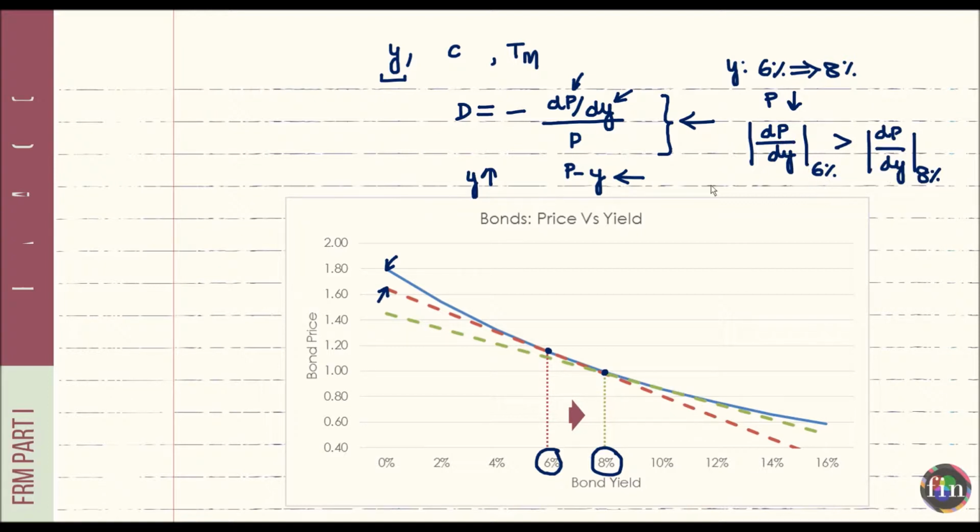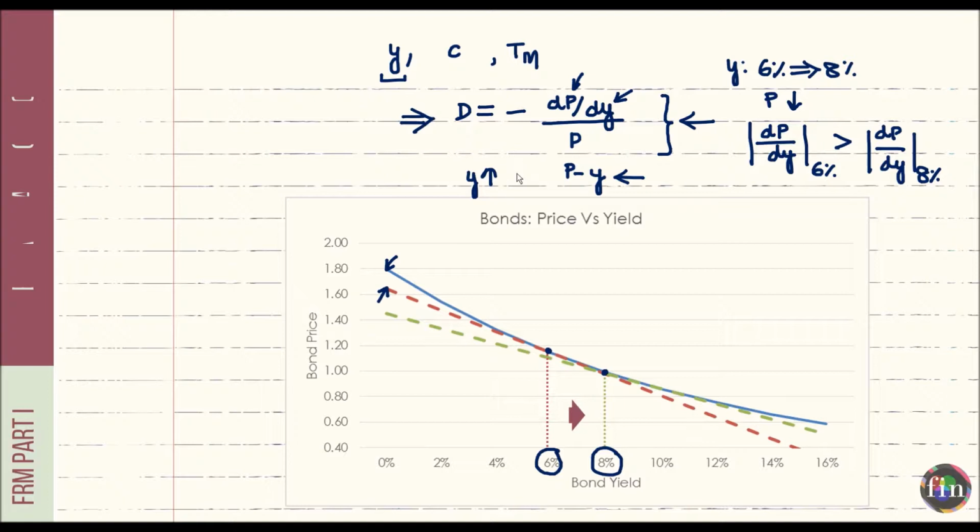So the price has gone down, and the magnitude of the slope of P versus Y has also gone down. If we come back to our formula, D equals minus dP over dy, which is the slope of the tangent, divided by the price, it doesn't tell us too much about how duration changes as Y changes. Why? Because both the numerator and the denominator have gone down as Y has gone up. Had these changes been in different directions, we could have reached a conclusive answer. So this interpretation of duration doesn't help us answer how D changes with Y.